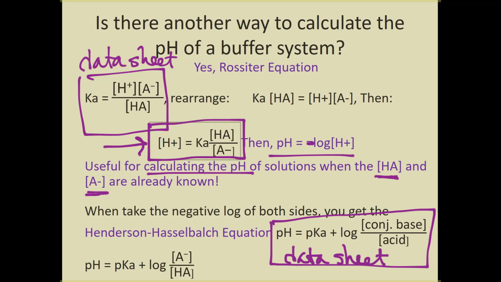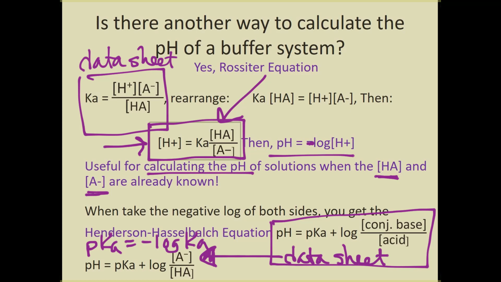It's called the Henderson-Hasselbalch equation. You can use this one just like you can use the Rossiter equation. Again, the Rossiter equation is this one right here where you're solving for the hydrogen ion concentration. But either way, on your data sheet, it actually looks like this one right here. The pH equals the pKa plus the log of the conjugate base divided by the weak acid. Remember, anytime you see a P in front of something, that means they've taken the negative log of it. So the negative log of the Ka, or that acid dissociation equation, is called the pKa.